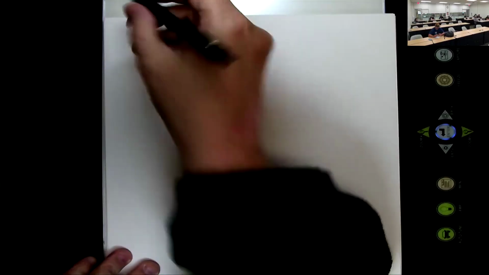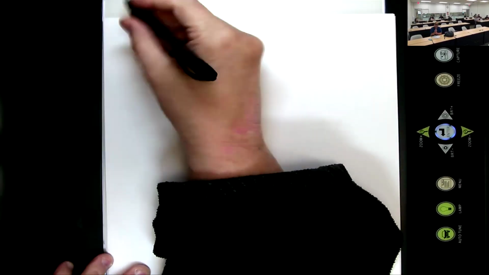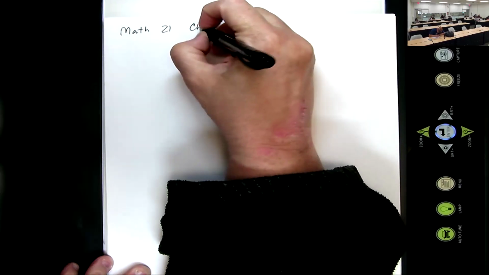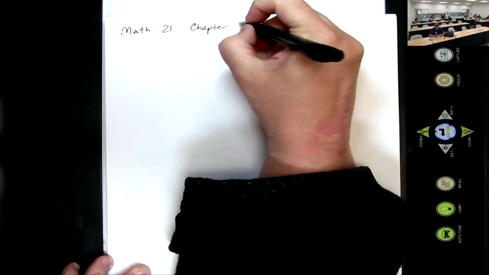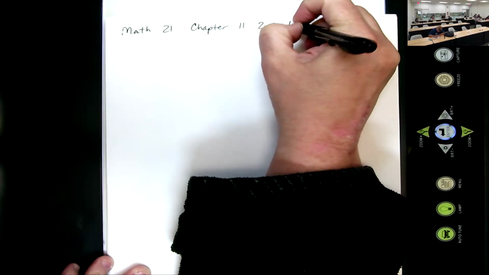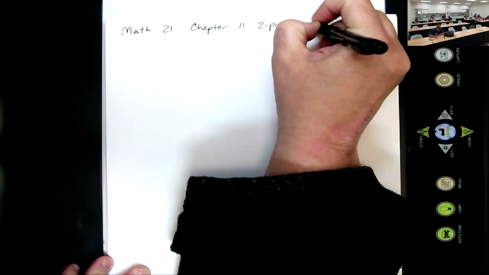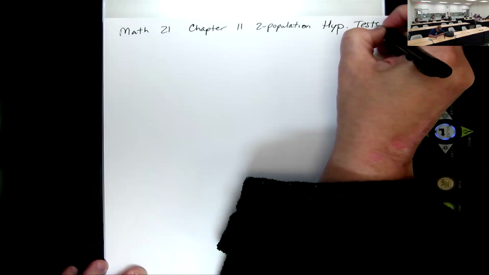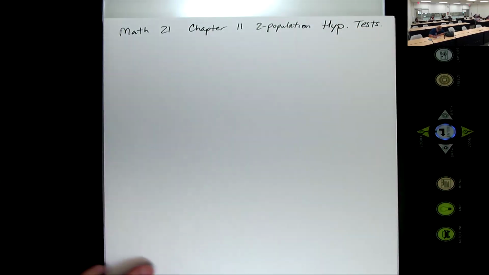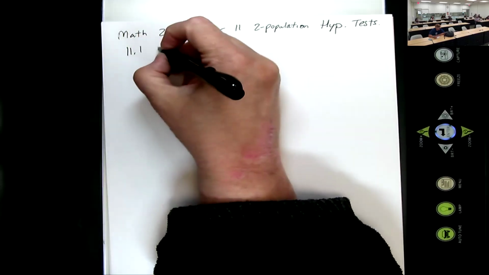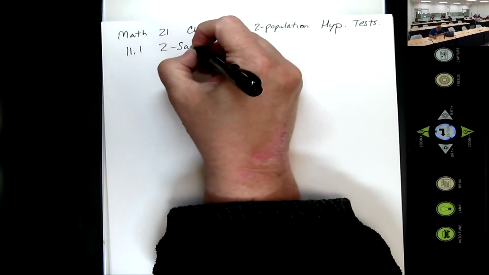Hey everybody, welcome back. We're starting chapter 11. Not 21. This is chapter 11 and it is on two population hypothesis tests. In 11.1, we are doing a two sample proportion test.